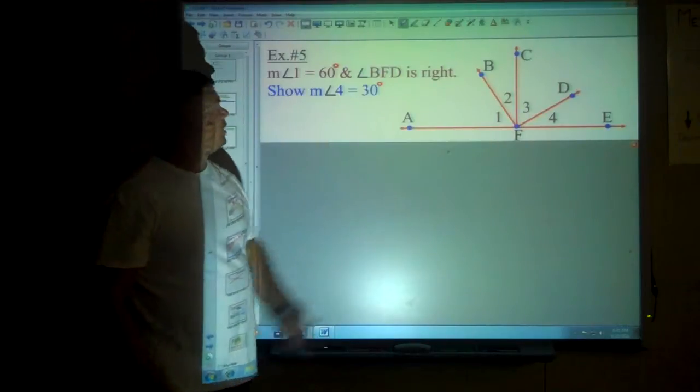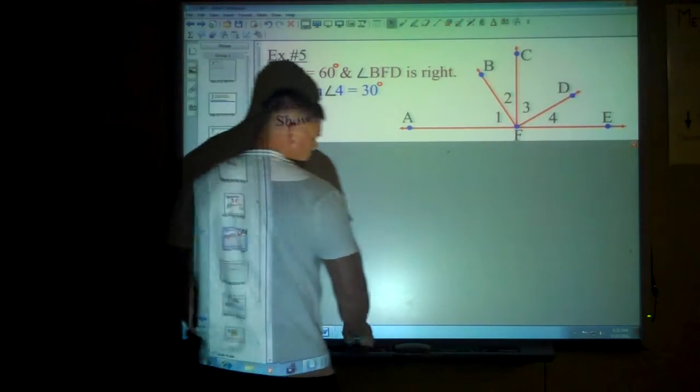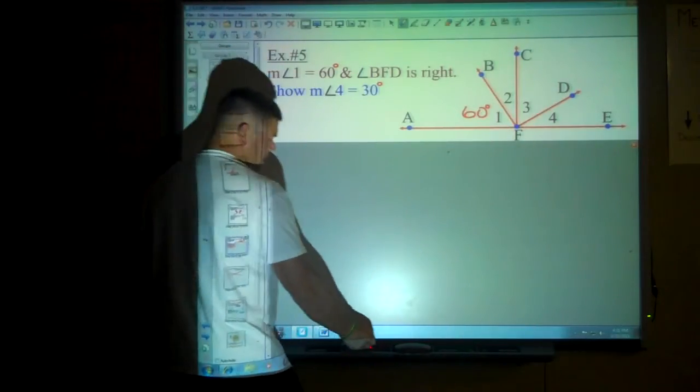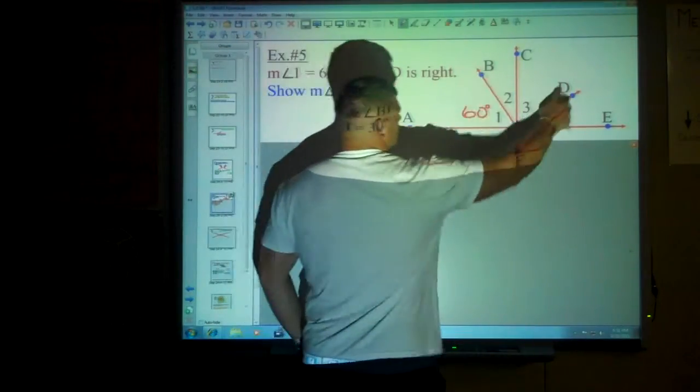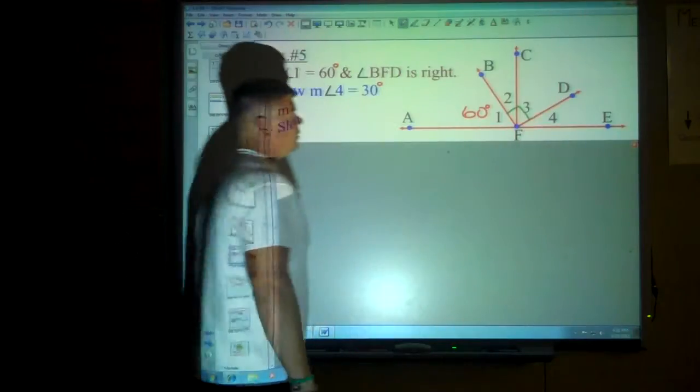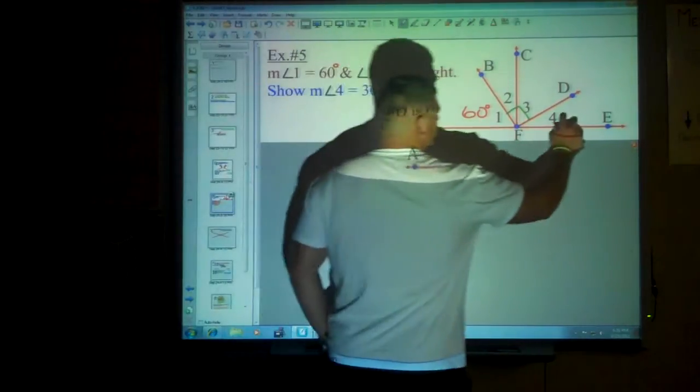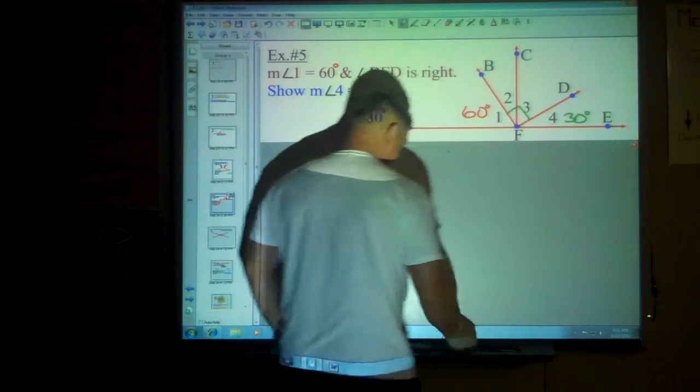So the measure of angle 1 is 60 degrees. That means it's 60 degrees right here. We also know that BFD, B to F to D, is a right angle. So that's a right angle there. And we want to show that angle 4 is 30. We want to prove that this is 30 degrees.